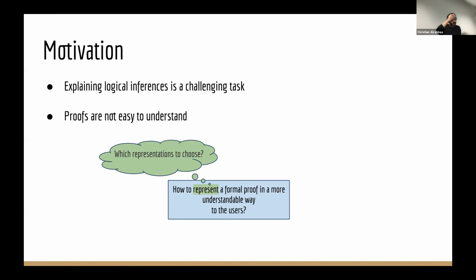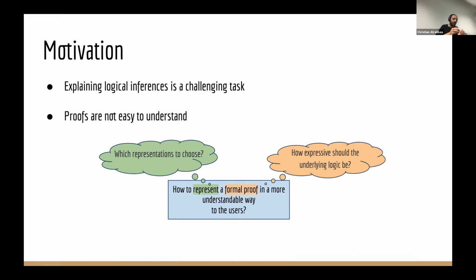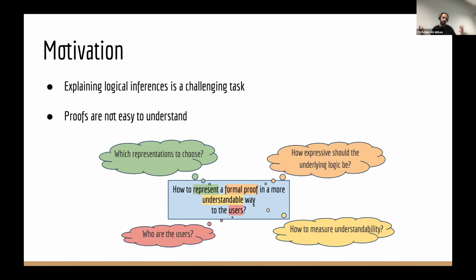And so we need to address several aspects here. Which representation of a proof should we consider? And what are we exactly allowed to say in our knowledge? So basically, what are we allowed to say in our proof? What is the level of expressivity that we're considering? And how can we manage to actually measure the understandability of these explanations? And finally, who are the people that we are addressing?